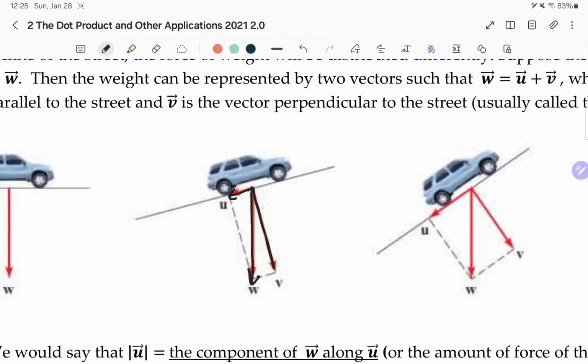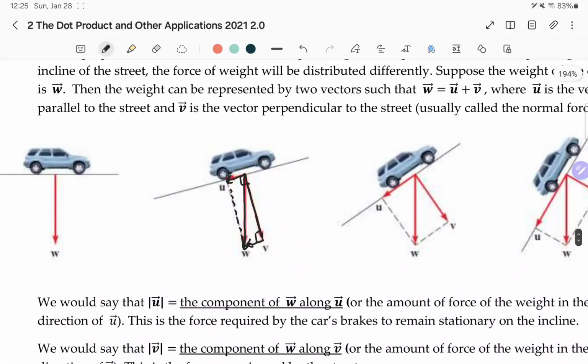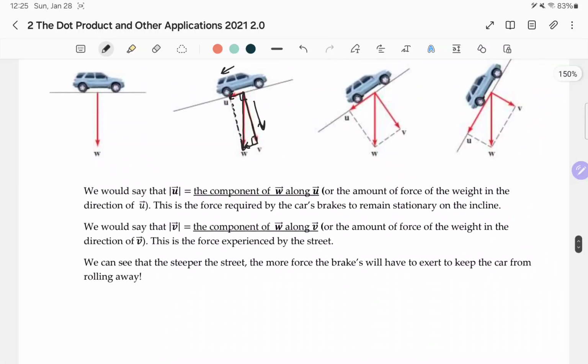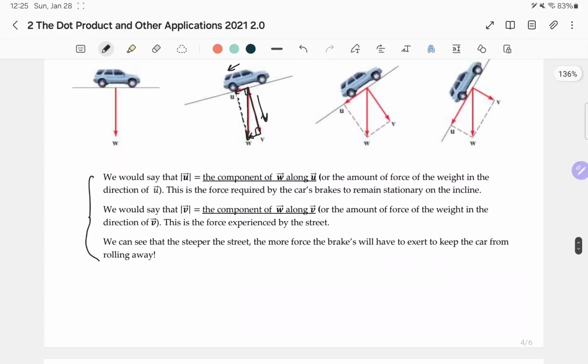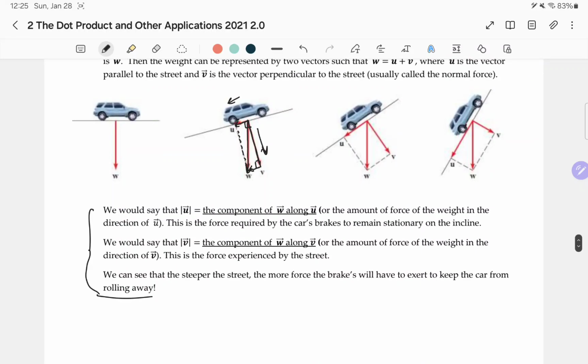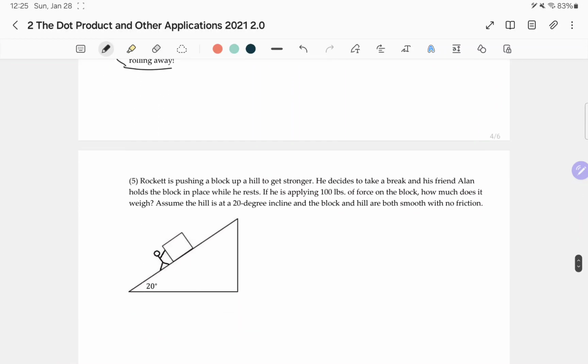Well, if you look at it, this is actually 90 degrees. So we just happen to really conveniently break this up into components. This is the component of the weight vector, where one component is pointing down the hill and one component is pointing straight into the ground. It's pretty well explained in this, so I'm just going to let you guys read that. But I like this last example, this last sentence, because it makes it really intuitive. The steeper the street, the more force the brakes have to put into the ground because there's more force pulling it down. So that's a pretty good representation of that.